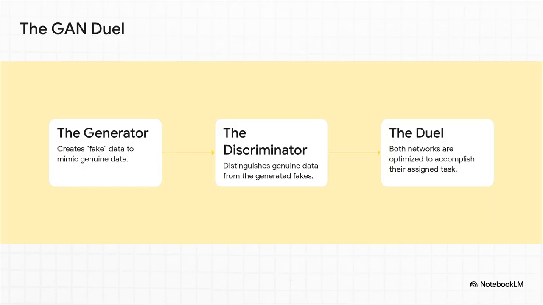The best analogy is a forger and an art detective. The forger, that's our generator, paints a fake Mona Lisa. The detective, our discriminator, has to tell if it's real. In the beginning, the forger is terrible, and the detective spots the fake a mile away. But the forger learns from its mistakes. It tries again, a little better this time. The detective also gets smarter. This back-and-forth competition forces both of them to become world-class experts really, really fast.